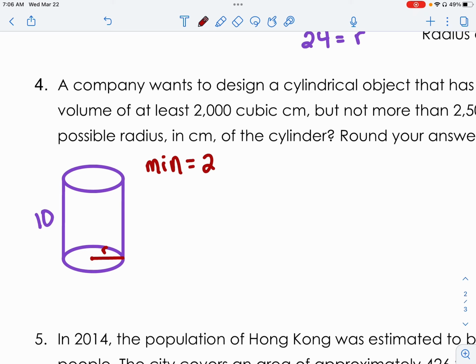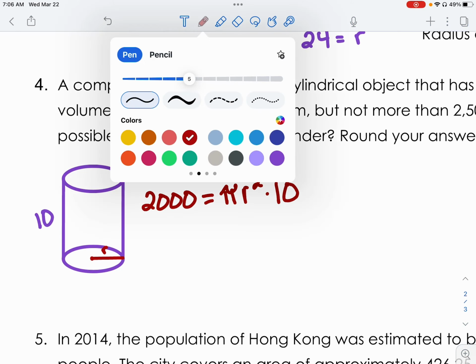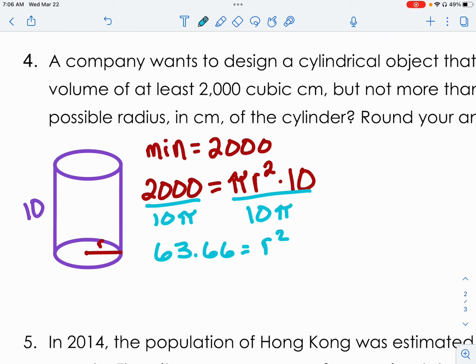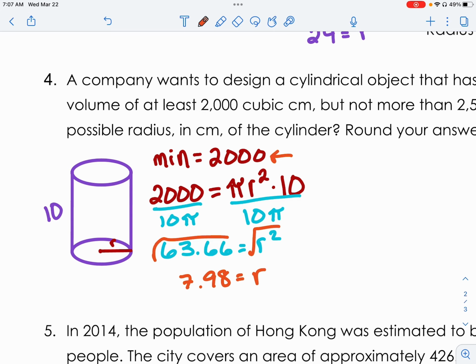is equal to 2,000. So let's set up the problem and solve it for 2,000. So 2,000 equals, our cylinder formula is pi r squared times height, or in our case, 10. So we want to solve this for r, so I'm going to divide by 10 pi to get 63.66 equals r squared. You undo a square by square rooting, so 7.98 equals r. So this is for your minimum value.